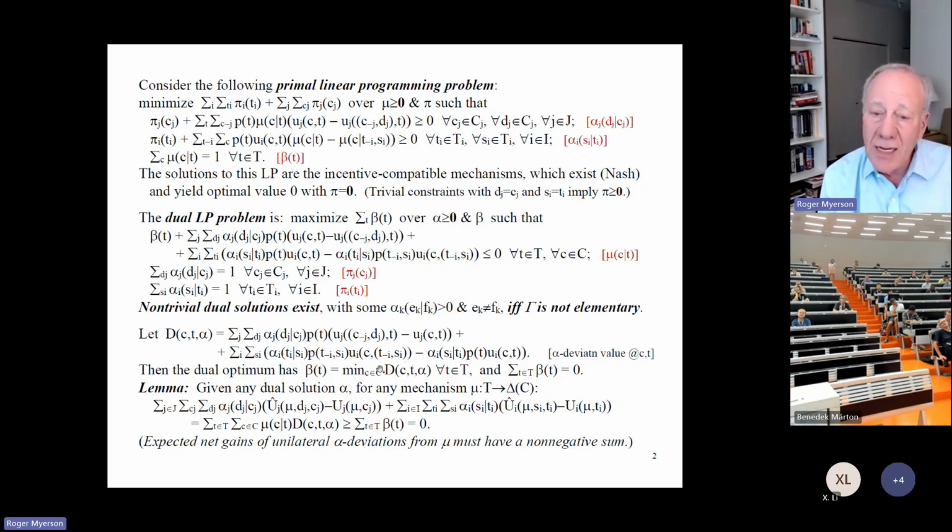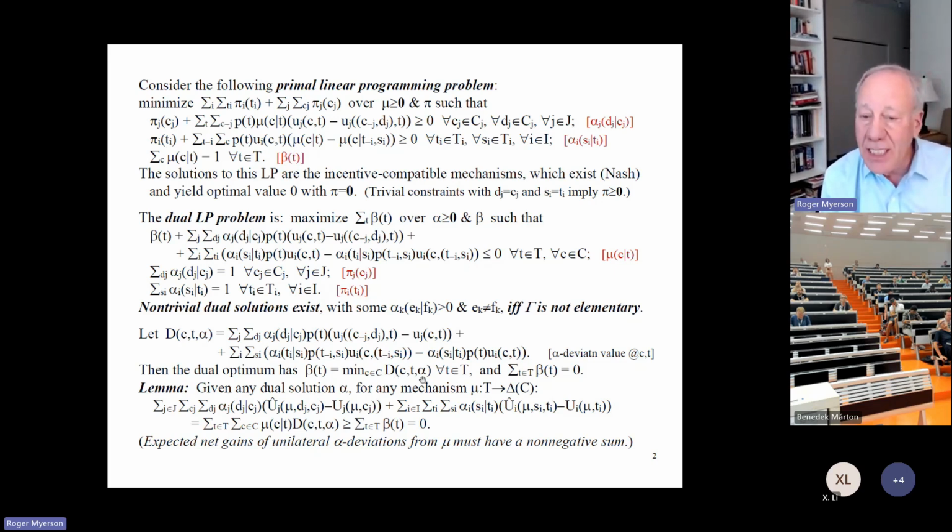How much does player SI get when he pretends to be TI from this particular C, and everybody else is being honest? And then for every type TI that could be claiming to be SI, we're subtracting off the contribution to paying him not to do it, which is the actual payoff when the player is honest. So these are deviation values. They're how much doing C in type T contributes to the aggregate temptations of players to unilaterally deviate, where each of those unilateral deviations is being weighted by its respective Lagrange multiplier.